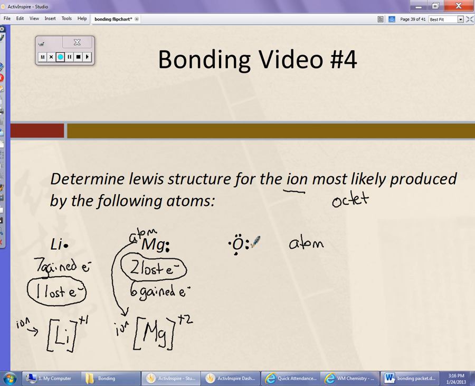Oxygen, other side of the periodic table. He has 6 to start with. So he could lose those 6, or he could fill in the empty 2 spaces and get 2 gained electrons. Between the 2 items, 2 is less than 6, he's going to gain 2. So when he is done, he has all 8 electrons visible. He has his brackets around him and a negative 2 charge. So he went from atom down to ion.